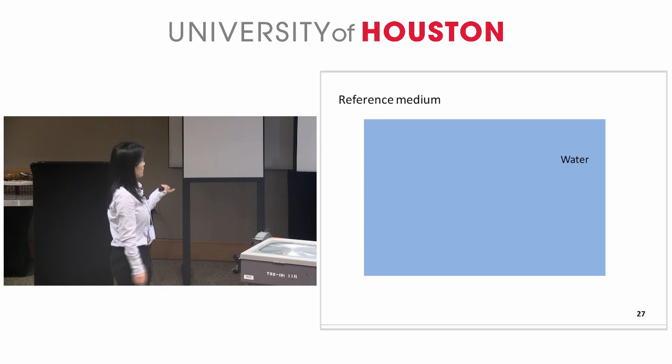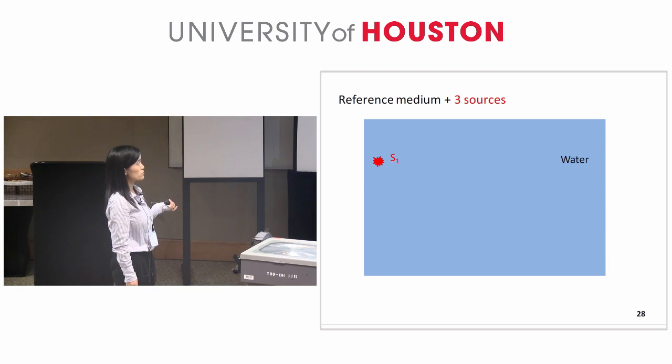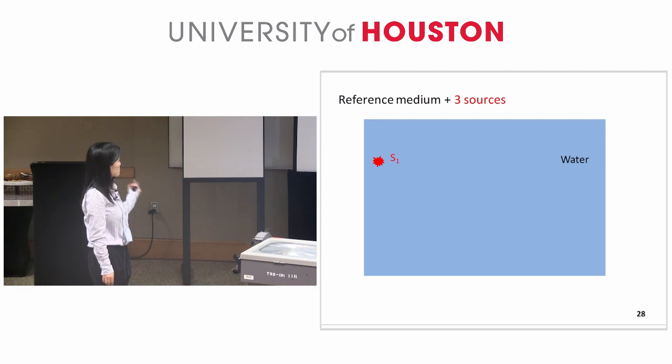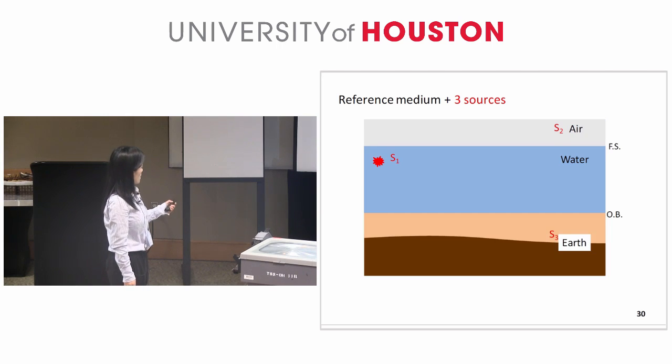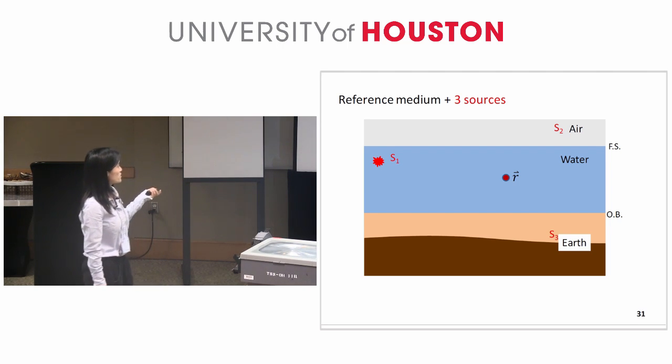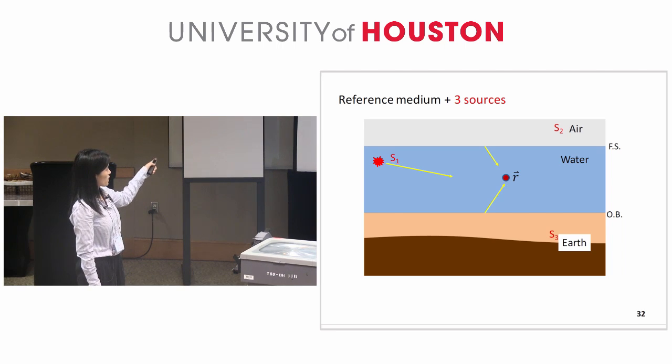So what we do is we choose the reference medium to be composed of a homogeneous water whole space. Then you will have 3 sources acting on this, as we explained in the previous presentation. The first source is the energy source, and the second source turns the water to be air above the free surface, whereas the third source turns the water to be earth below the ocean bottom. Now, if you have a point R below S1 and S2 and above S3, then the contributions from them are like this. Both S1 and S2 contribute to the down wave, and S3 contributes only to the up wave.